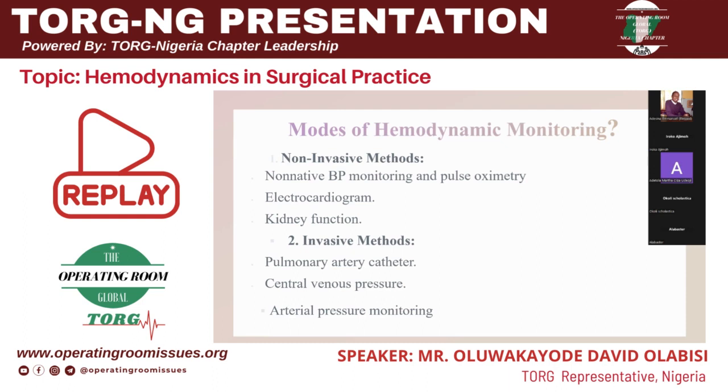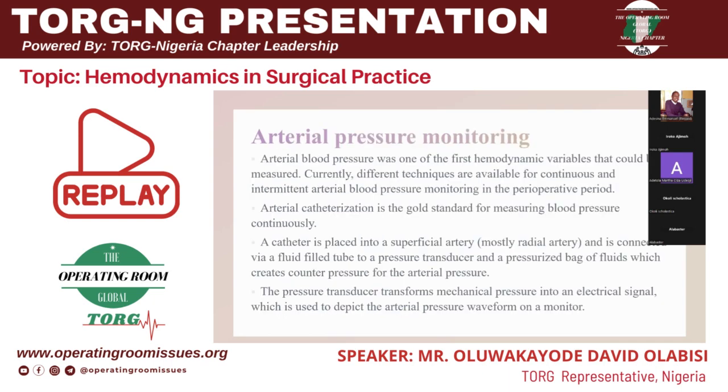Then invasive blood pressure, or invasive use of pulmonary artery pressure, arterial blood pressure monitoring. The most commonly used methods of hemodynamic monitoring include multi-channel blood pressure monitoring, non-invasive blood pressure and pulse oximetry, and then arterial blood pressure monitoring.